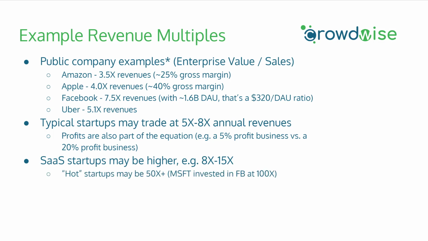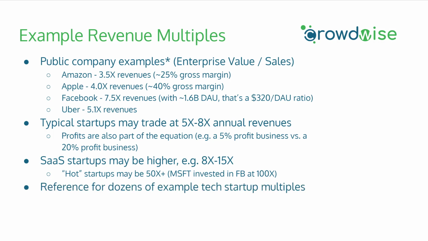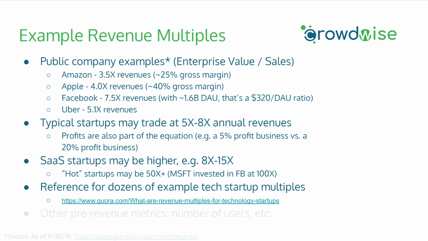Hot startups in areas may trade at even 50x plus multiples. For example, Microsoft invested in Facebook at 100x revenues. But their reason for doing that, they claim, was that it was a strategic investment. They thought that they could add some value or gain value in other ways throughout that investment. A great reference for looking at dozens of different tech startup multiples, check out this link on Quora.